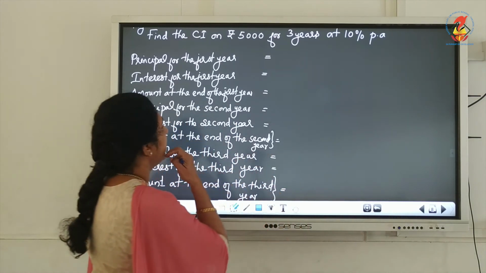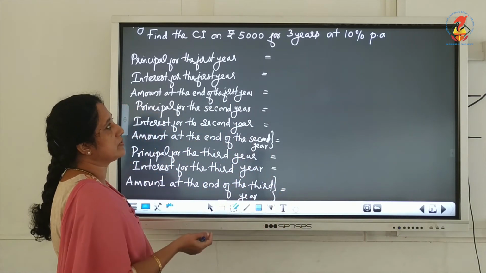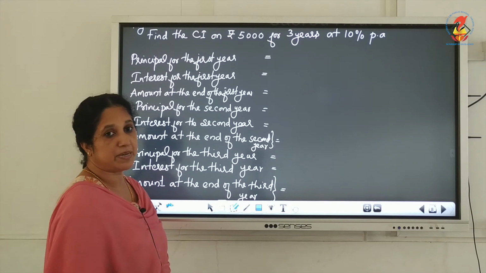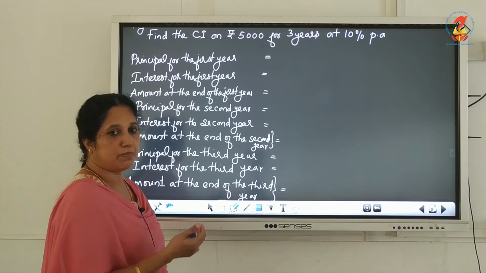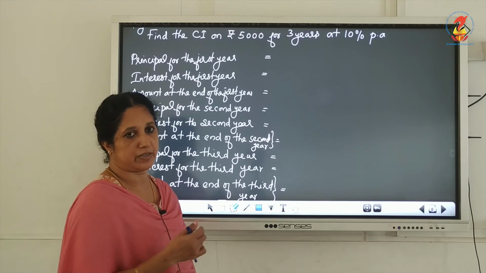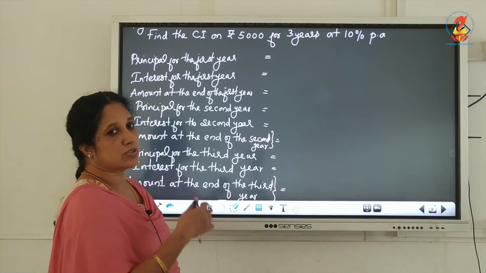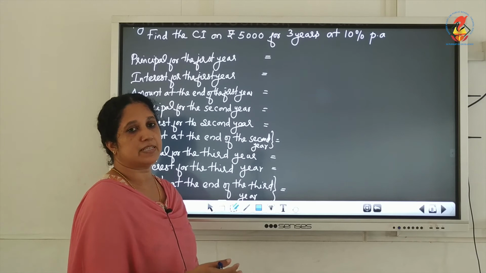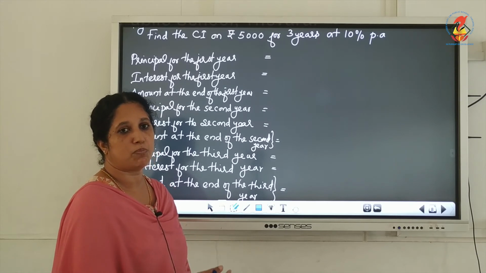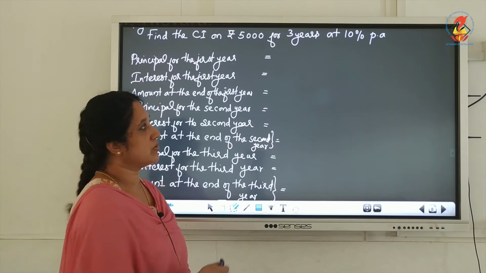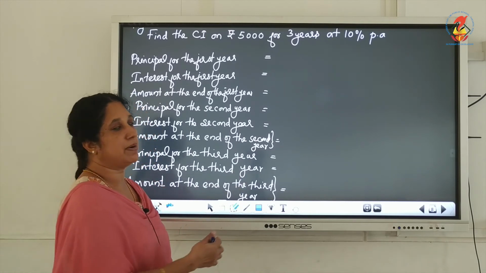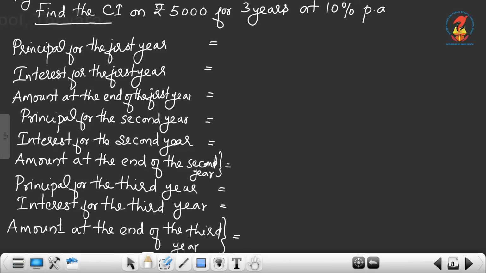Now look at this. Find the compound interest on rupees 5000 for 3 years at 10% per annum. Now how can we calculate the compound interest? Simple interest we already learned how to find out. Using the simple interest formula, we can calculate the compound interest. So first of all I will show the year by year calculation, how to find out the compound interest.